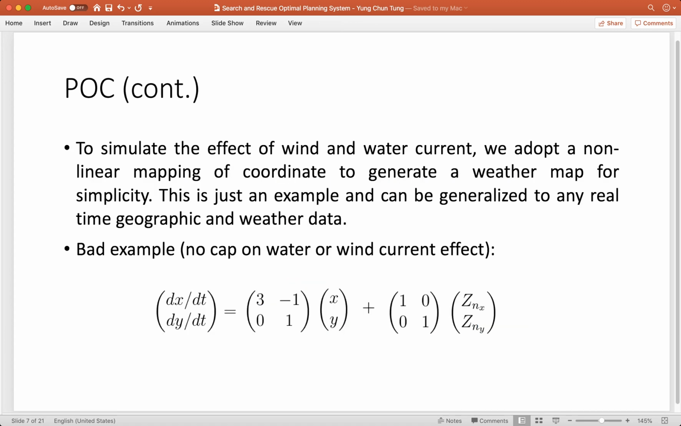Here is an example of the algorithm we talked about. However, this example is a bad example, as you can guess, because when X and Y are getting further and further away from the origin, actually there is no maximum limit on how large this gradient can be, so it is not realistic, and this is a bad example.